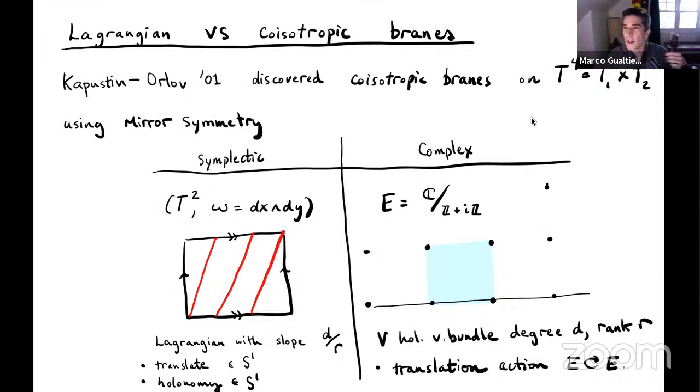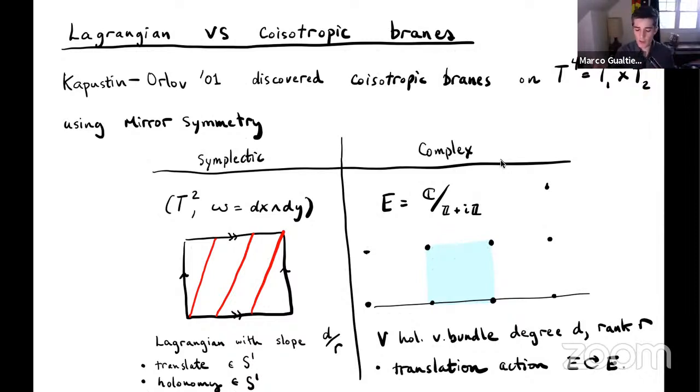I'm just checking my time, and I'm realizing I have 25 minutes. Okay, that's fine. So Kapustin and Orlov discovered coisotropic branes by investigating the symplectic manifold, which is the 4-torus. They investigated this example because mirror symmetry is very well known for tori. So they could compare the Fukaya category of T4 with what it's supposed to be isomorphic to on the mirror side. On the mirror side, we have the product of an elliptic curve with itself or some other abelian variety of complex dimension 2.